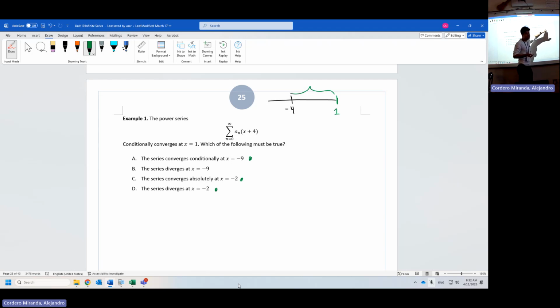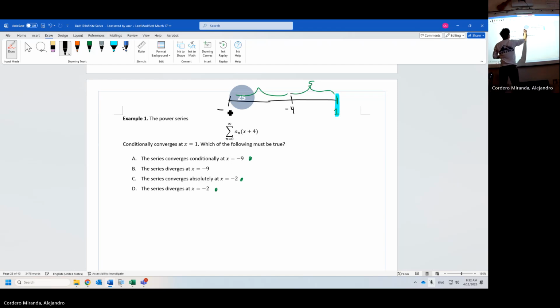The fact that it conditionally converges and not absolutely converges tells you that 1 had to be an endpoint. So this distance was as far as you can get from -4. So you can go 5 on either side. Okay, and this conditionally converged. But if you go 5 to the other side, and get to -9.